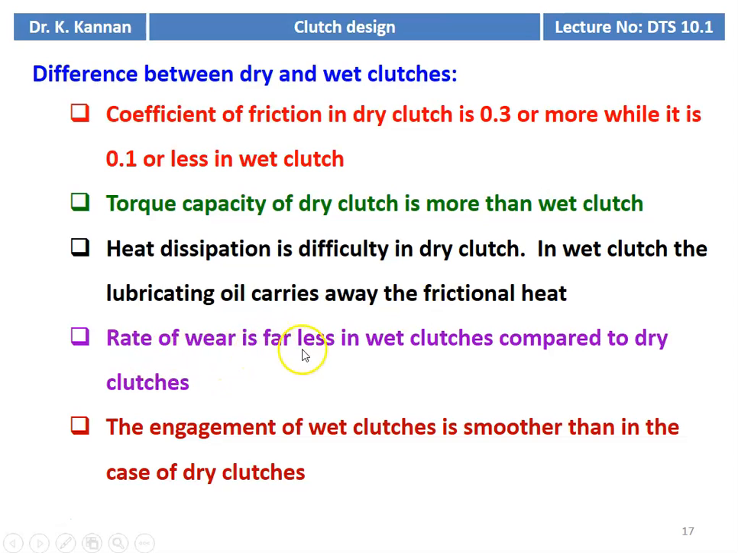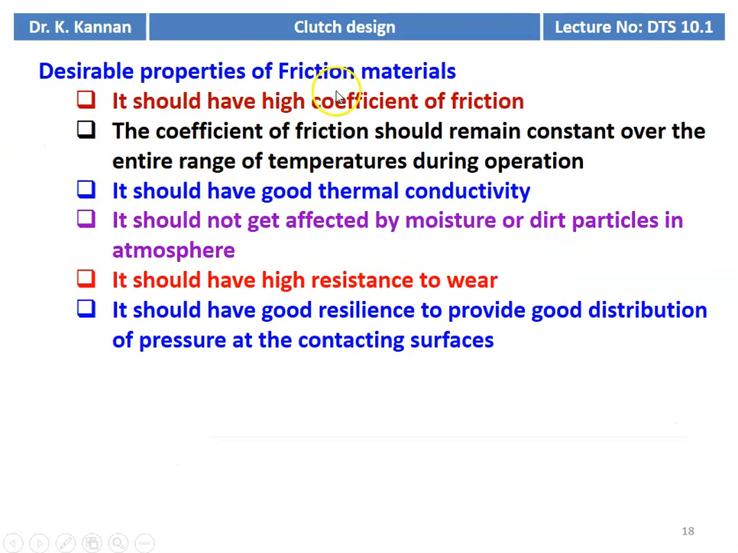The rate of wear is far less in the wet clutches compared to the dry clutches. The engagement of the wet clutch is smoother than in the case of dry clutches. So these are all the comparisons between dry and wet clutches, and it is up to the designer to select depending on the application, space available, and the kind of friction material available. You can select a particular type of clutch, but it is desirable to use the wet clutch for a longer duration of operation. Desirable properties of friction material.